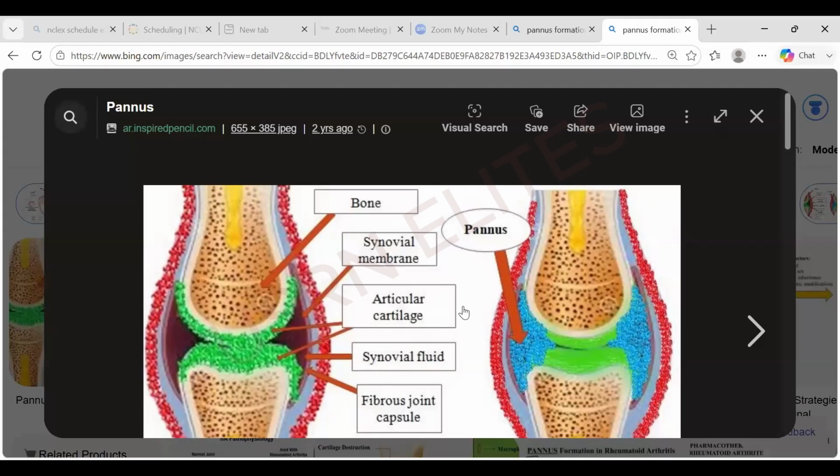So when you say pannus, once there's an inflammation of the synovial membrane, okay, synovial membrane, you see, the structure there will get damaged, and there's a formation of some structure that is almost occupying the joint. All right, that is the what? The pannus that we are talking about.